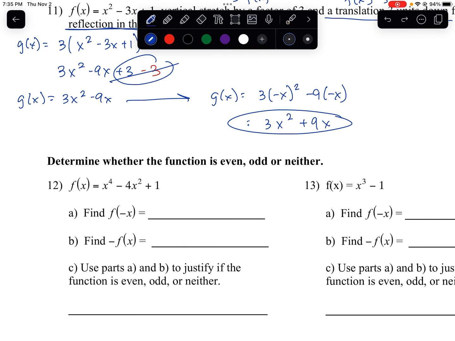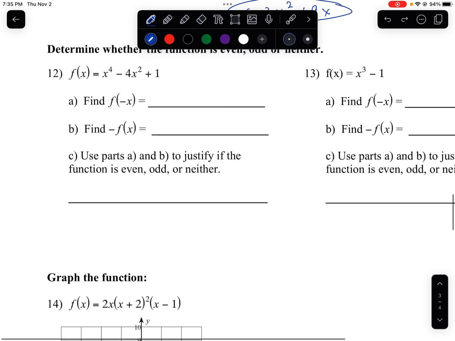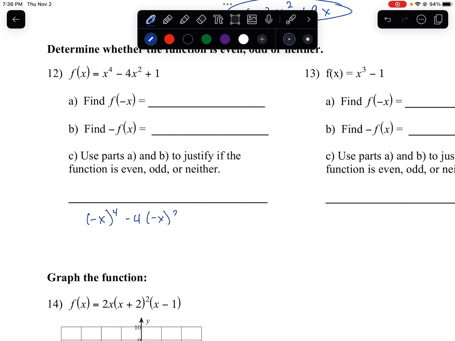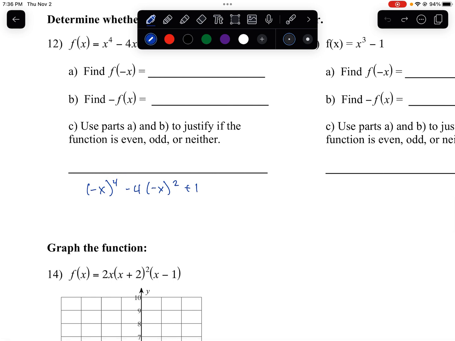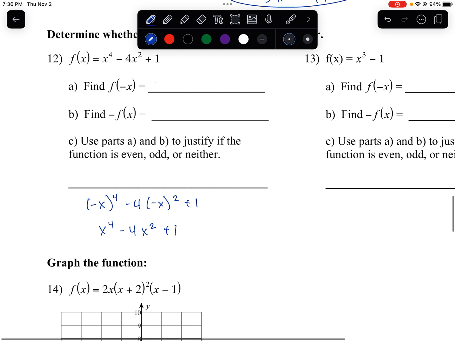So I plug in negative x into the function. I'll do that down here since I have room. Negative x to the fourth minus 4 times negative x squared plus 1. If I simplify, again, this is an even power, which means the negative will eventually be multiplied to be positive, so this will be x to the fourth. Same goes for this expression right here, where I have negative 4. The negative x squared will just end up being x squared, then plus 1. So here I have x to the fourth minus 4x squared plus 1.